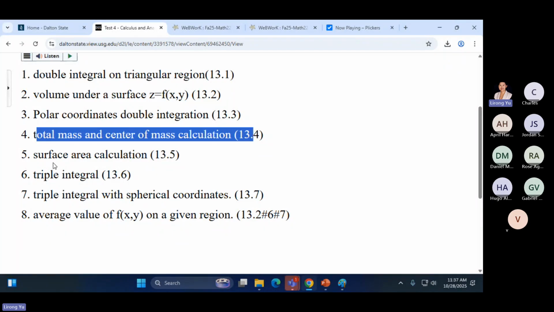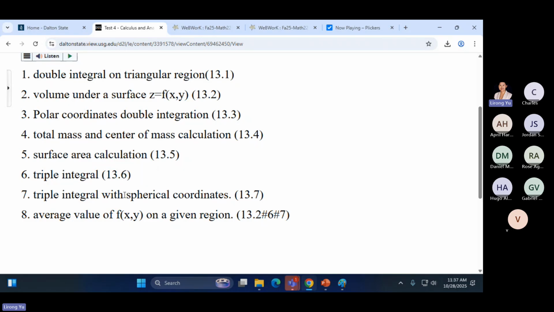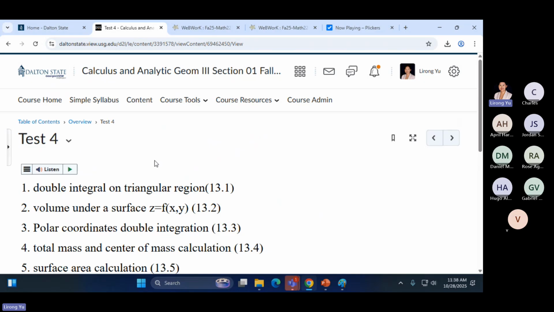Right, 13.5 is the surface area calculation, 13.6 is triple integral, 13.7 is triple integration with spherical coordinates. And then there's one more question from 13.2, the average value calculation. It's kind of interesting to see how a multivariable function's average value can be calculated using integration. That's the plan for test 4.